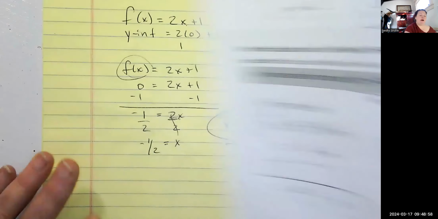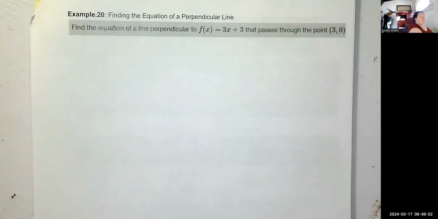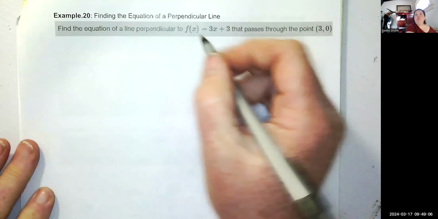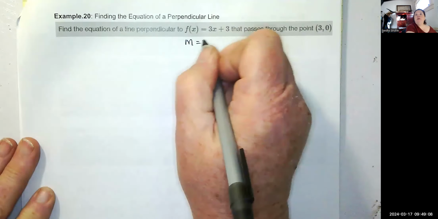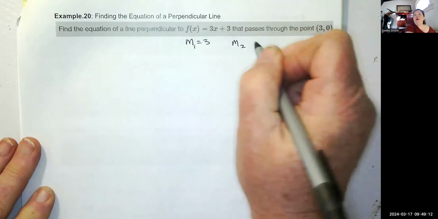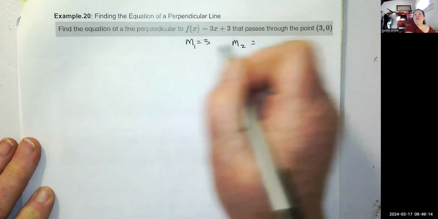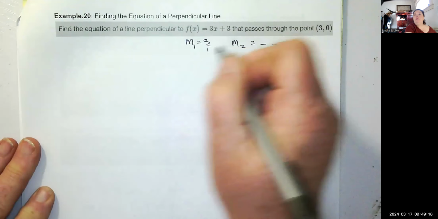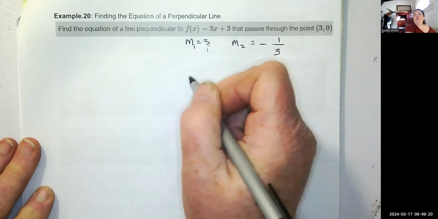Let me know what questions you have about that. Find the equation of a perpendicular line. So in this case, we just need to find the slope of the original line, which is 3. The slope of our new line is going to be the negative reciprocal. So this is positive, so it's going to be negative. And this is 3 over 1, so it needs to be 1/3.